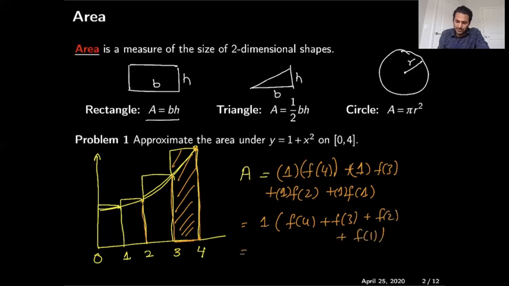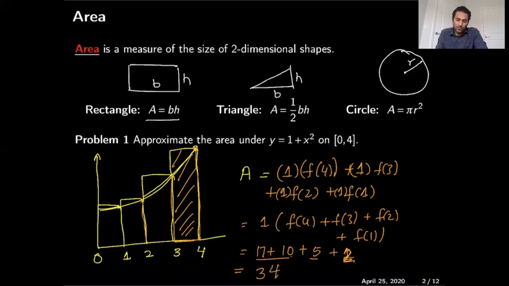And if we calculate these values, we're going to get 17 plus 10 plus 5 and plus 1. So 4, 3, 2, 1. 1 gives you 2, sorry. That gives you 5. That's a 9 plus 10. Okay, so that's giving you 17. 27 plus 5 is 32, 34. So the area is 34.